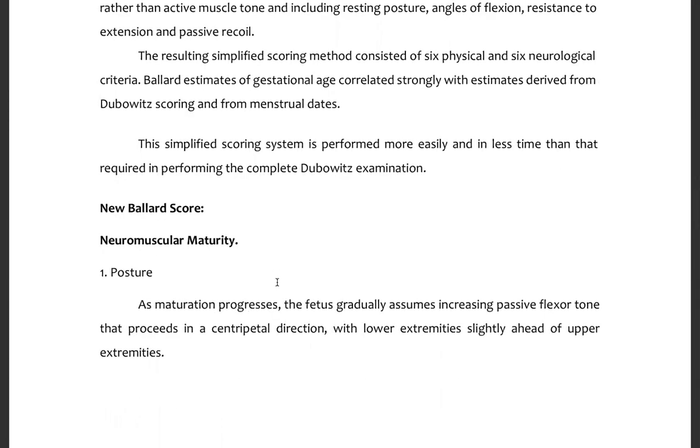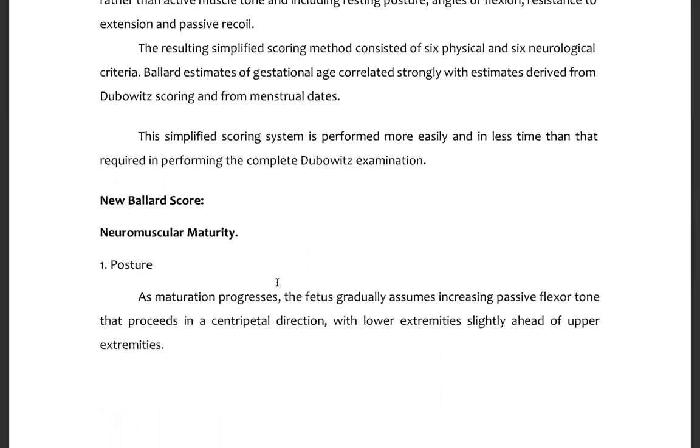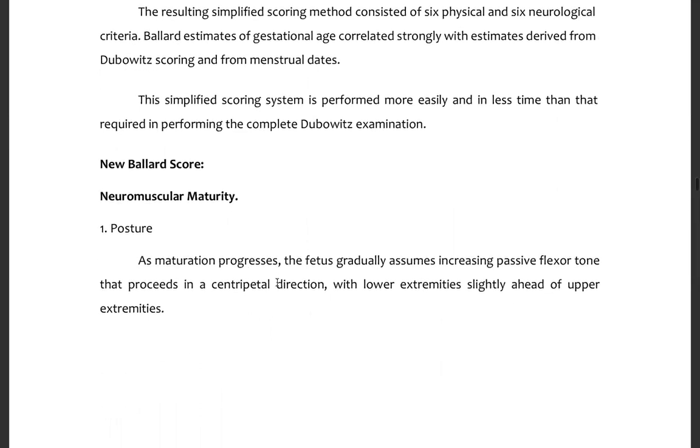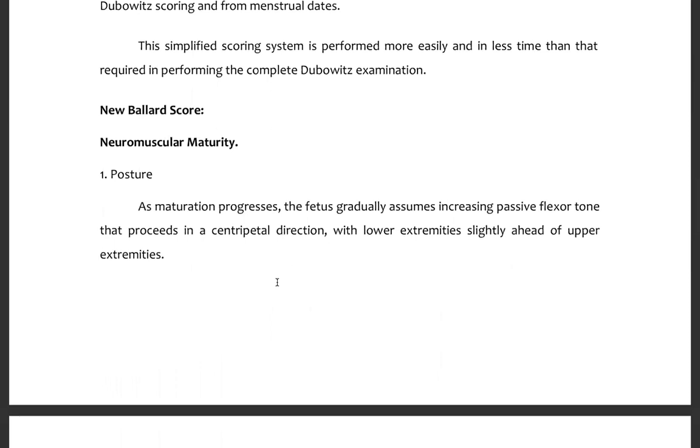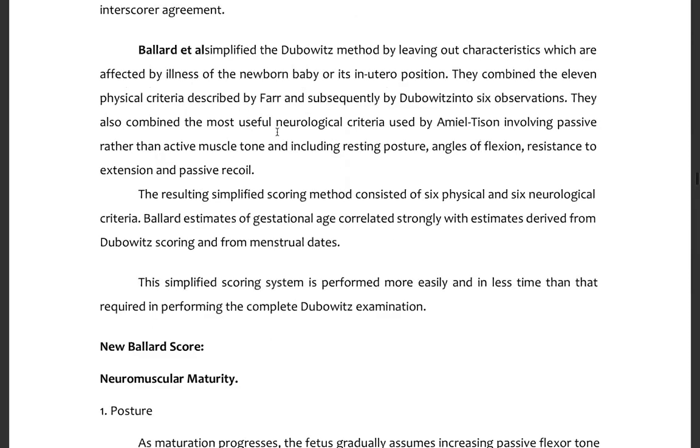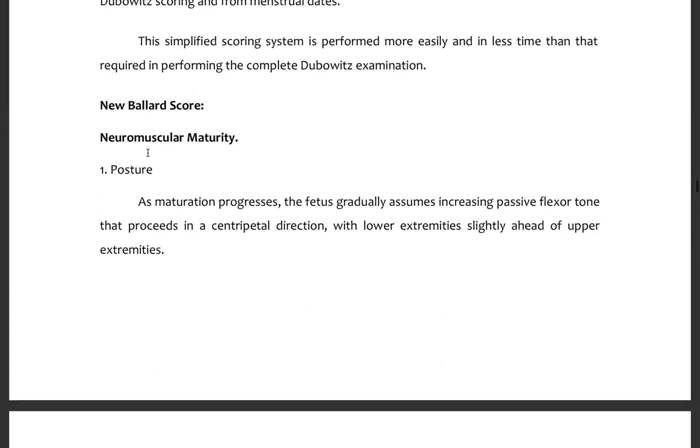The Ballard scoring system has 6 physical maturity and 6 neurological maturity criteria. I will share the Ballard scoring system with you. The principle behind it is that for physical maturity, they have combined and extracted from the other methods. The principle behind neuromuscular maturity is that as maturation progresses, there will be an increase in flexor tone.